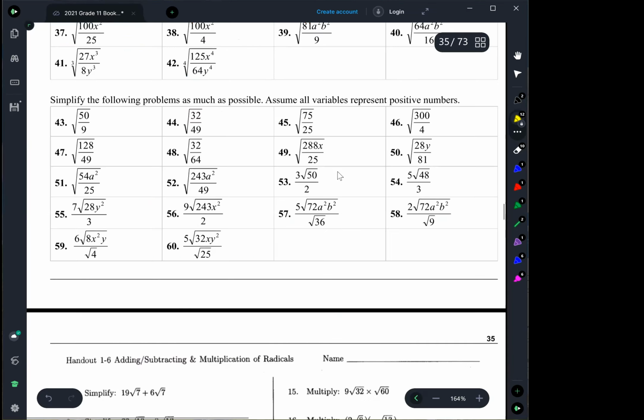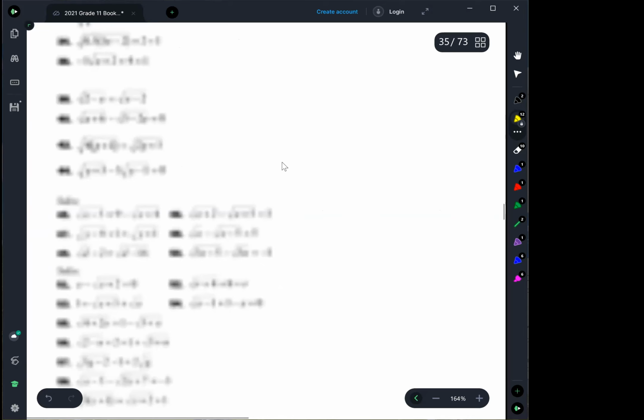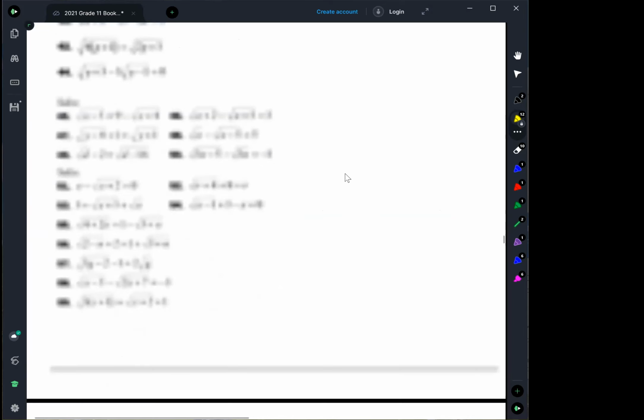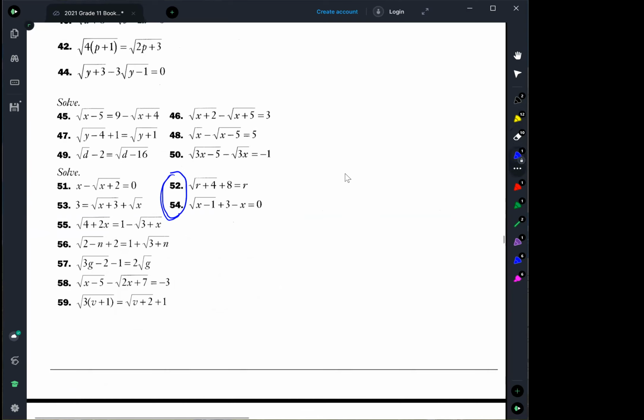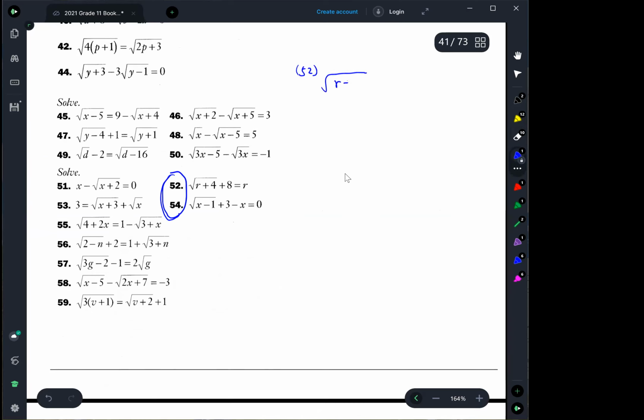All right, so let's take a look at that question. So let's say we are doing 52. So Jenny, what's our first step? Move the 8 to the other side. That's right. So it becomes root r plus 4 equals r minus 8, right? You got that part? Yeah.